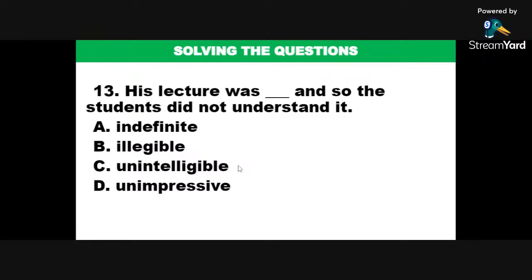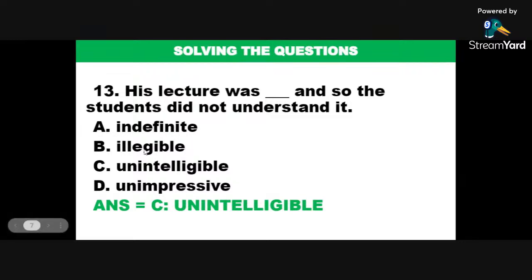If something is unintelligible, it means that it is incomprehensible. It's difficult to understand its meaning. Okay, that's exactly what it is. So the answer is C, unintelligible. If you are talking about handwriting that is difficult to know what is written there, then you can talk of illegible. Okay.